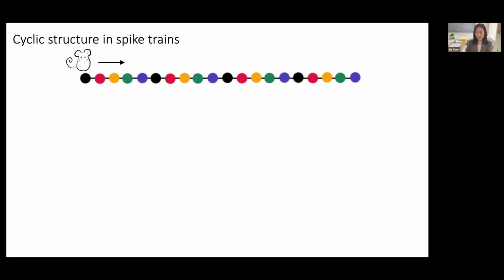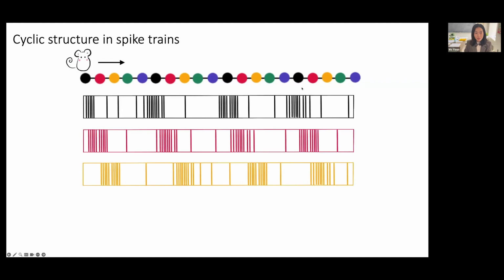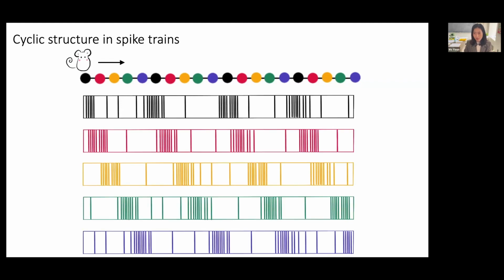Now let's imagine how these grid cells would fire as the mouse moves on this one-dimensional line. The mouse can move back and forth along the line, but just for simplicity, let's assume that the mouse moves from left to right. So as it moves from left to right, your black grid cells might have this kind of firing pattern, indicating that it has high firing when the mouse is above the specific black dots that's shown here. And similarly for red, yellow, green, and other grid cells, you'll measure your spike trains.